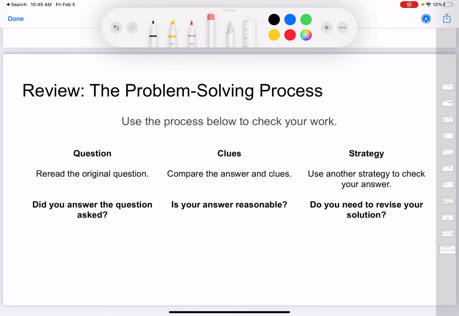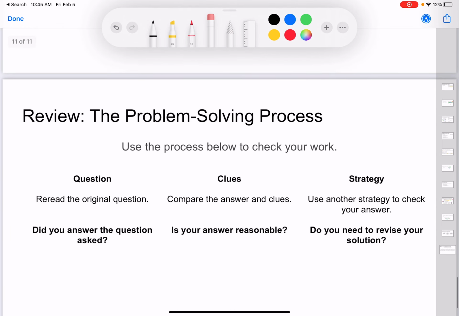So basically, that is the different ways that we go about looking at word problems, and this is something to keep in mind as we move throughout this course.